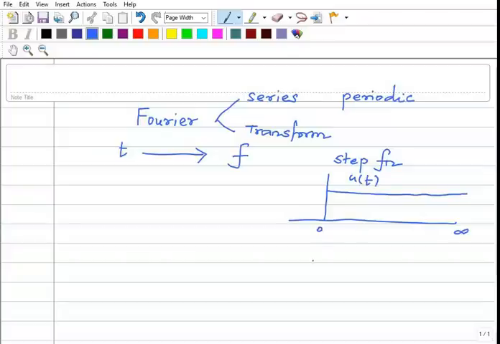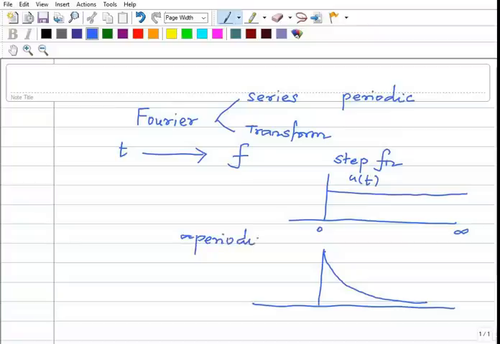This is an important signal. Similarly, if you consider an exponentially decreasing signal, this is not periodic. There are many such important signals which can be used as excitation. So, whenever you are going for aperiodic signals, you cannot use Fourier series. We need to go for Fourier transform.